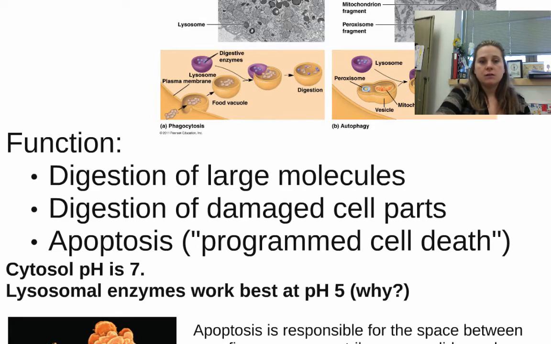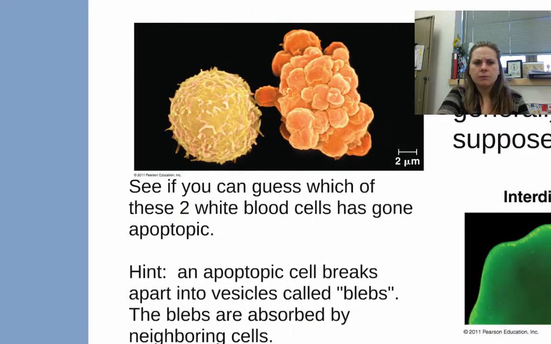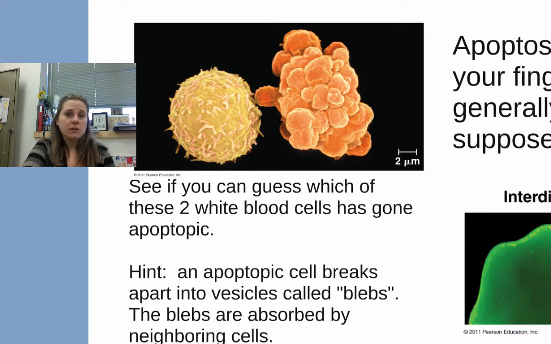So their function: digestion of large molecules and damaged cell parts. Apoptosis is signaled through the lysosomes, that idea of programmed cell death. The cytosol generally has roughly a neutral pH, but lysosomal enzymes work at a pH of 5, so I want you to think about why that's important. So we have two white blood cells here. Any guesses which ones might be apoptotic?